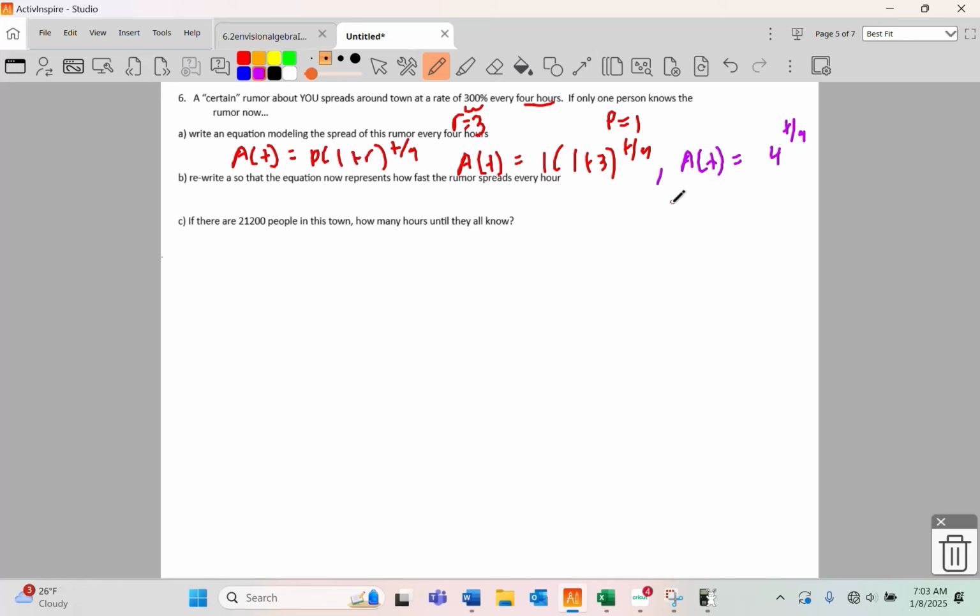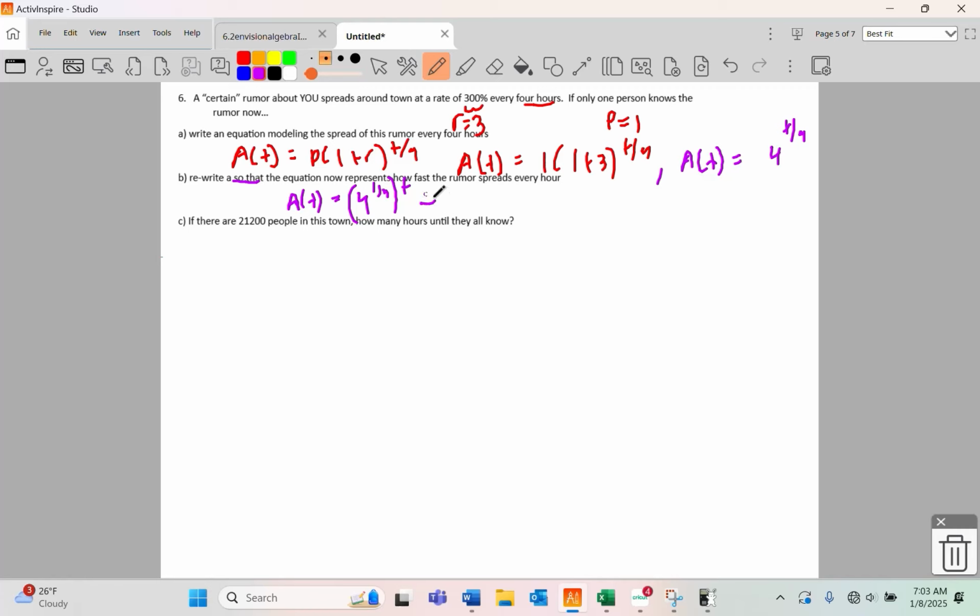But there is a model about a rumor. Rewrite the equation so that it now represents how fast the rumor spreads every hour. So if we just move that /4 on the inside, we'll be all right. So the amount after time passes is going to be 4 to the 1/4 with a t on the outside.